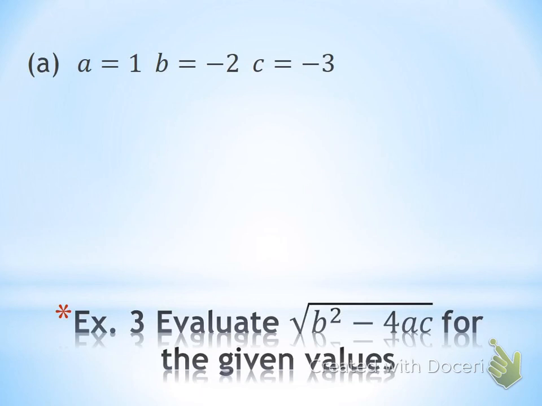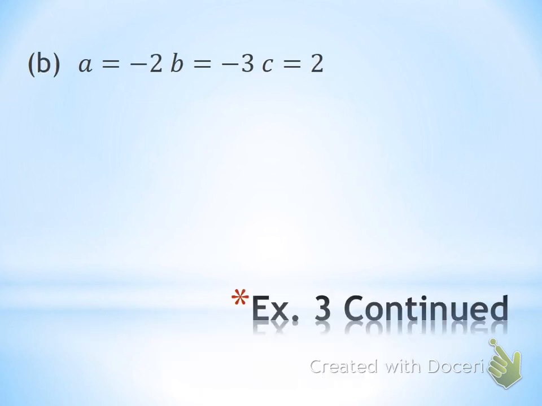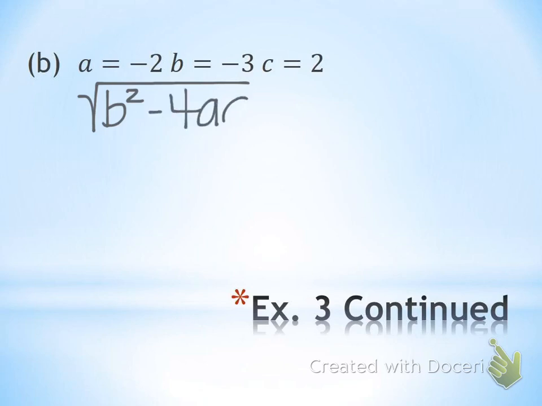I want you to take a minute and work letter B. All right, Zach Sizemore, first of all, I want you to tell me what we're plugging in for each of our values. Again, we're writing down the formula. Make sure you write down the square root of b squared minus 4ac every single time, including when you work on your homework tonight. All right, the square root of b squared minus 4ac.